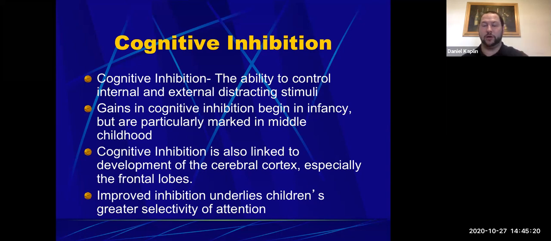Now, as you get older, you're able to focus better, and we see really powerful changes in middle childhood. Now, middle childhood is school age years.